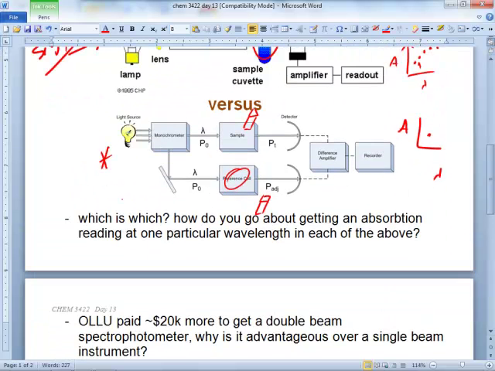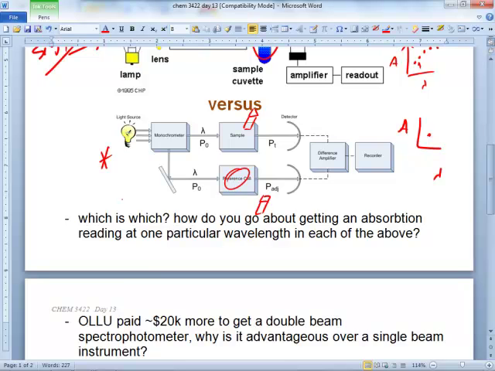So we paid about 20 grand more to get a double beam. Now, why is it advantageous over single beam? That's where it works. You don't have to do all that work. That's true, but I don't care. You guys are students. You don't get paid per hour. We could have saved 20 grand. That's not the reason why.